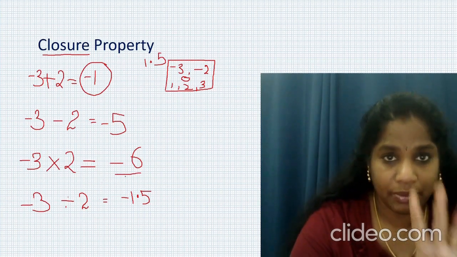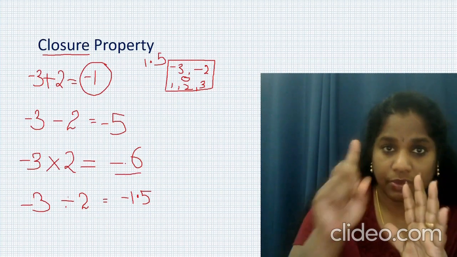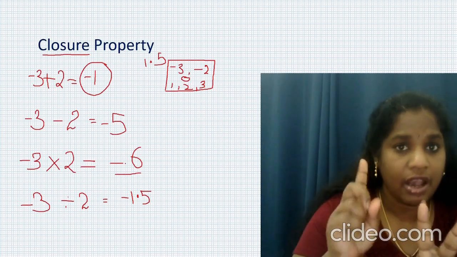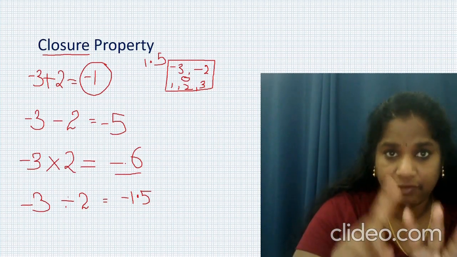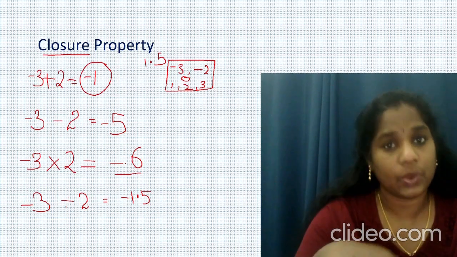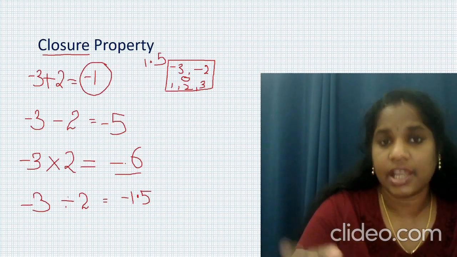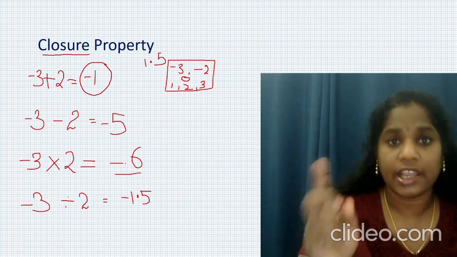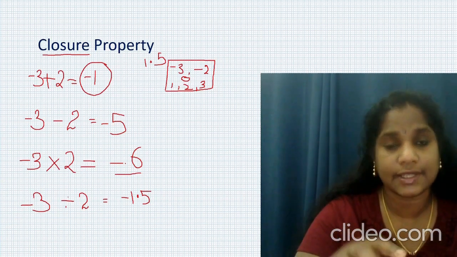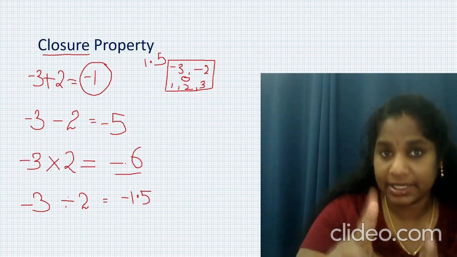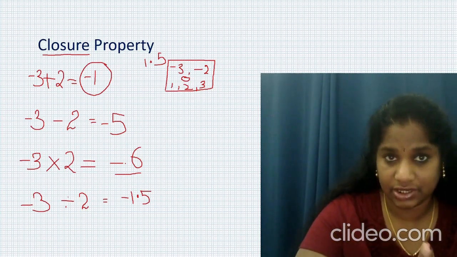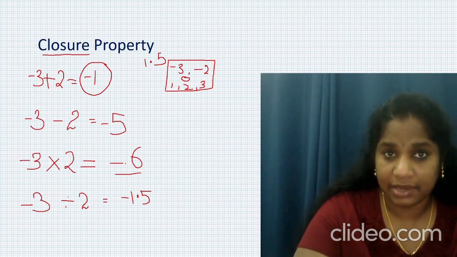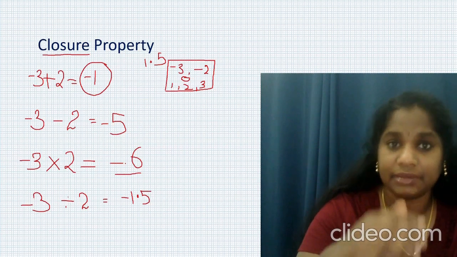So 4 operators we have used. Closure property is good for addition, subtraction, multiplication, but not for division. If you add 2 integers, you will get an integer as the result. If you subtract 2 integers, you will get an integer as a result. If you multiply 2 integers, the result will be an integer. But if you divide 2 integers, it is not necessary that you will get an integer. It can be a fraction or a decimal.